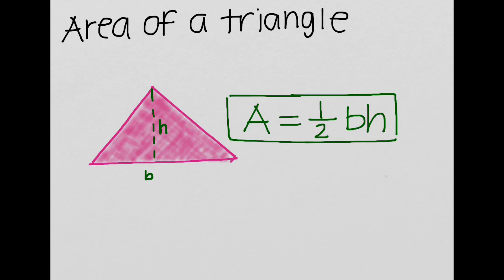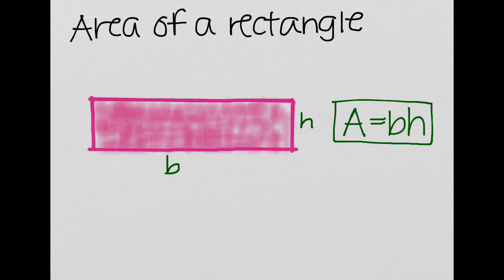The area of a triangle is half times base times height. The half is very important. The area of a rectangle is base times height.